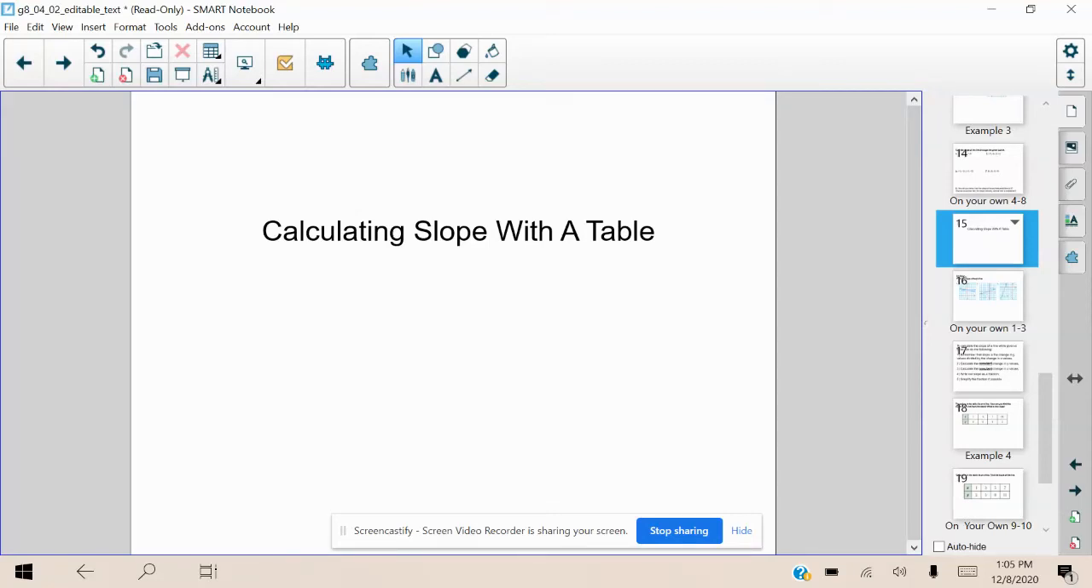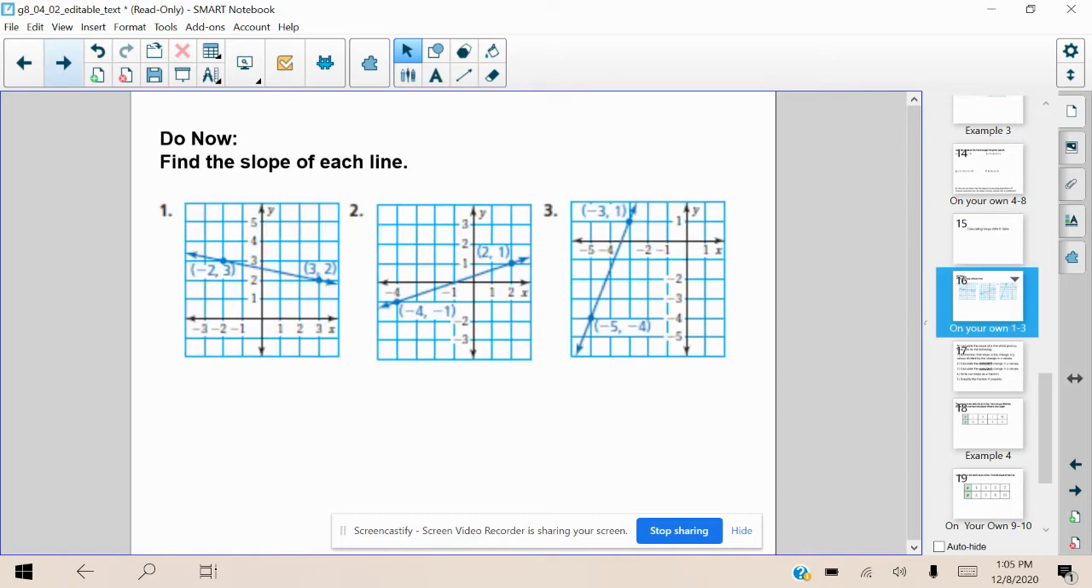So today we are going to be talking about how to calculate slope if we are given a table of values. We've previously discussed how to find slope if we are given a graph. And today we're going to build upon that idea to talk about how to calculate slope when we are given a table of values. So we have a quick do now. Please find the slope of each of these three lines. Please try these out and resume when you're ready to check your answers.